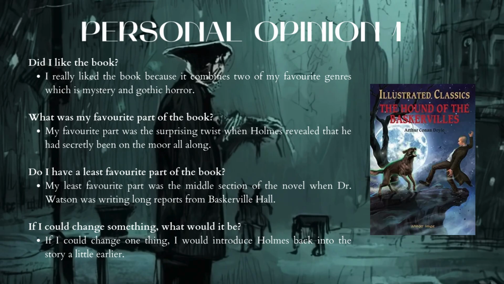And if I could change something in the book, I would bring Sherlock Holmes back into the story a little earlier. While I understand his late appearance was meant to create a dramatic reveal, I think the investigation could have been more intense if Sherlock Holmes had left more clues or made subtle moves in the background. That way, we could still enjoy Dr. Watson's point of view, but also feel Sherlock Holmes' presence more strongly throughout the mystery.